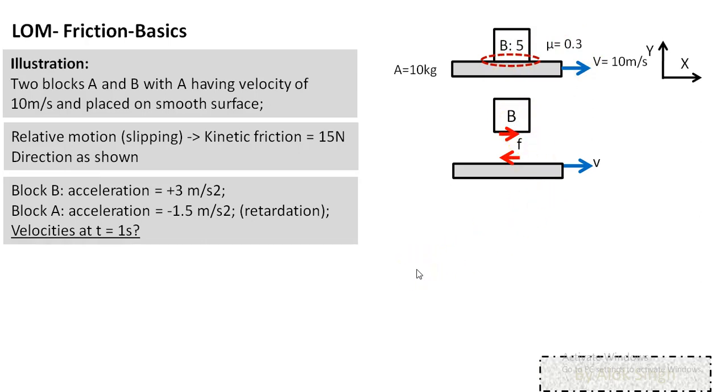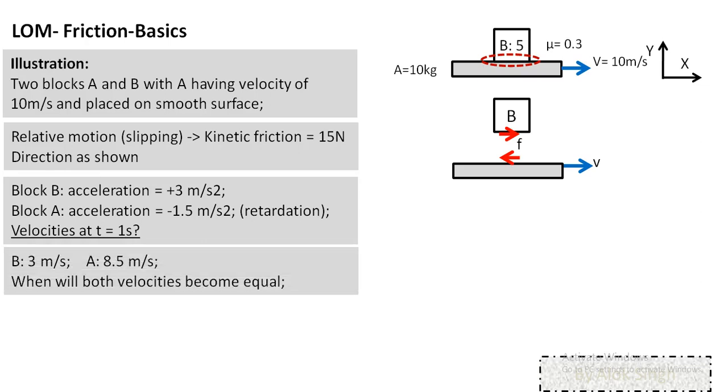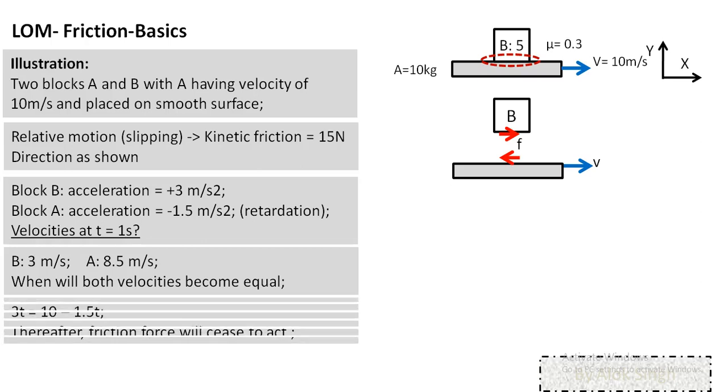What will be the velocities of B and A at t equal to 1 second? That should be simple enough. We can find the velocity after 1 second using v equals u plus at. The velocity of B will be equal to 3 meter per second, and the velocity of A will be equal to 8.5 meter per second after 1 second. Now what is the next question? When will both velocities become equal? At what value of time will both velocities become equal? That also is fairly simple to find.